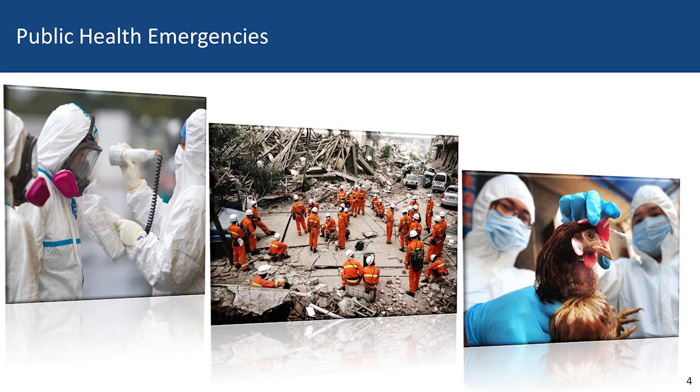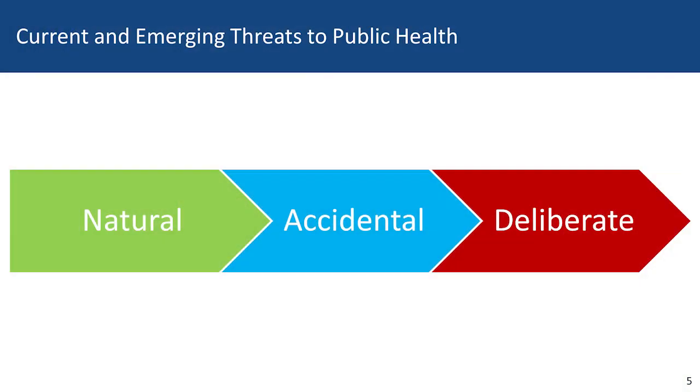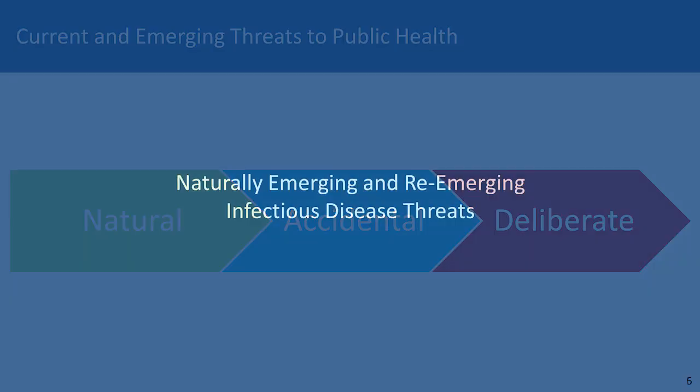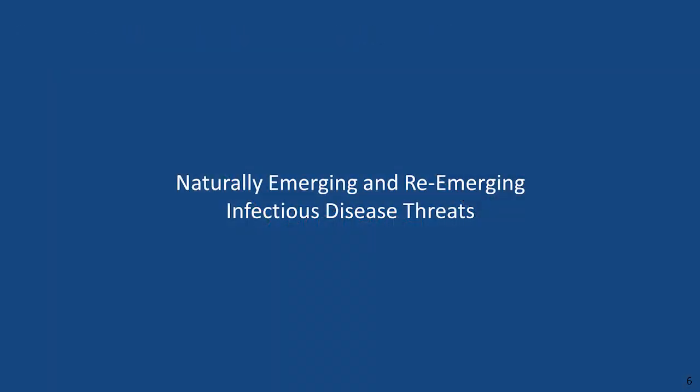They may also cause long-term harm, but the response to an acute event is time-sensitive, obviously, and leaders have to act quickly to save lives and prevent further harm. So what I'll talk to you about today is kind of the spectrum of types of public health threats, from natural to deliberate. Starting with naturally occurring threats.